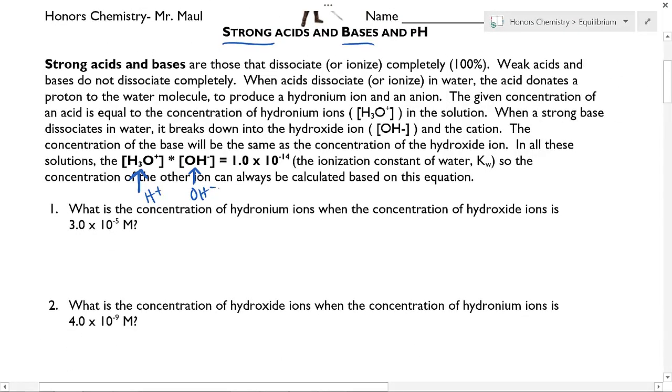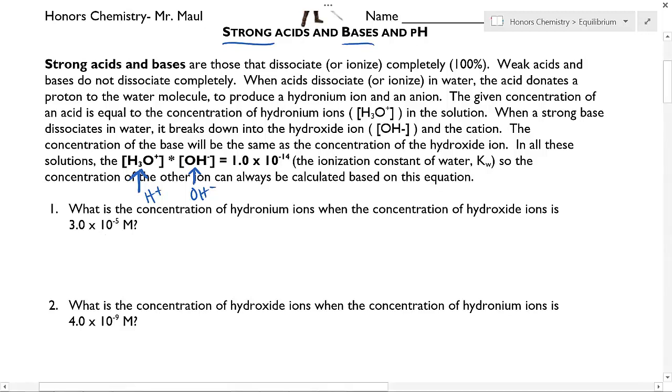So let's look at number one. Notice that for water's equilibrium, this is called Kw. When I multiply these two concentrations together, regardless of how big one is or how small the other one is, they always end up equaling the same constant value when multiplied. And this is just the equilibrium constant for water.